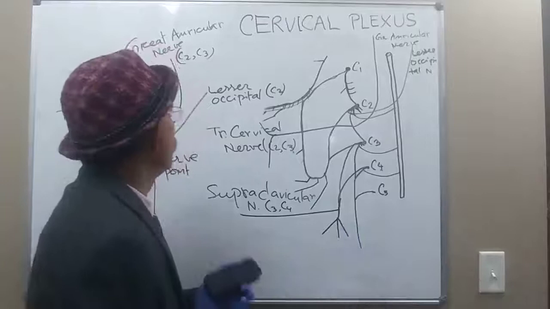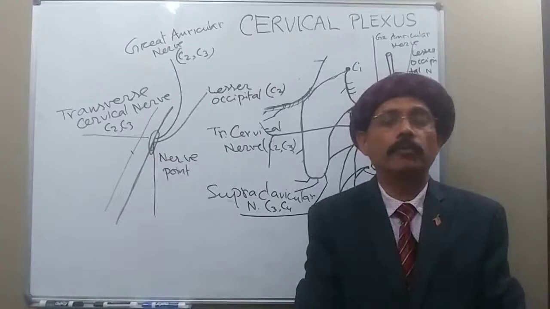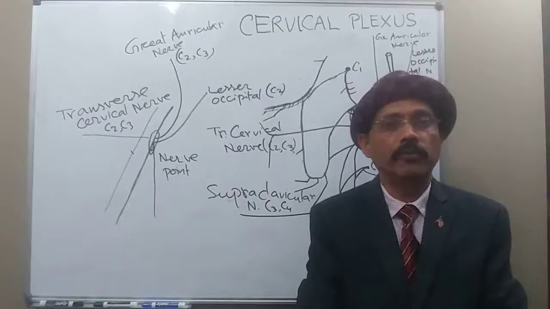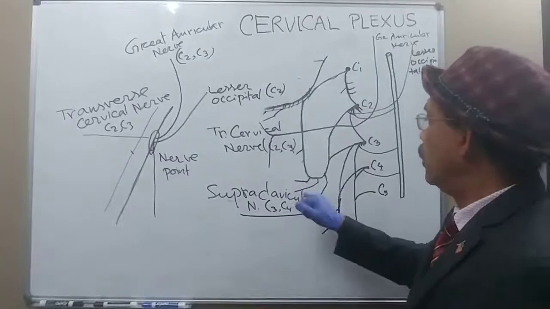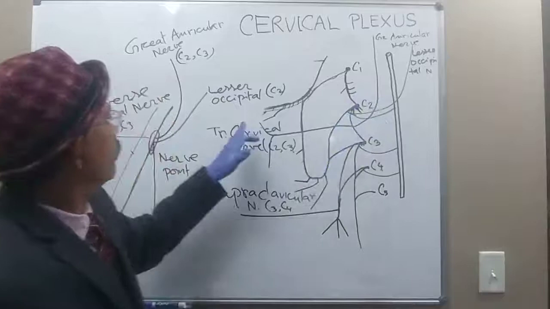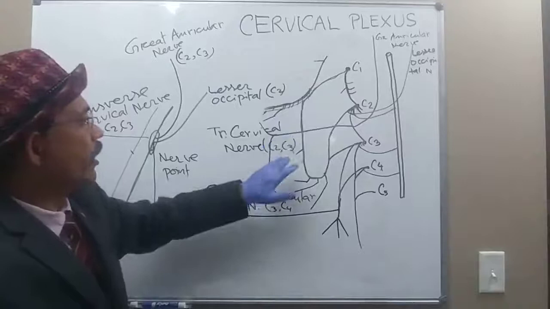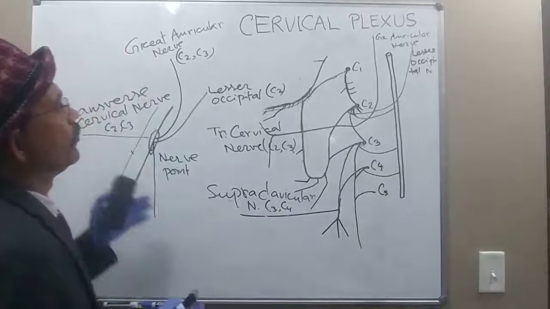Let us summarize the cutaneous nerves. We have the lesser occipital nerve, root value C2. We have the great auricular nerve, root value C2, C3. We have the transverse cervical nerve, root value C2, C3. We have the supraclavicular nerve, root value C3, C4. Okay, we got the cutaneous branches of the cervical plexus. We have four cutaneous nerves here.